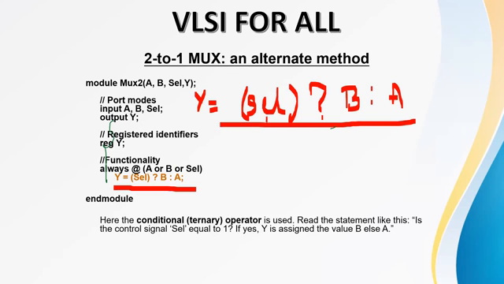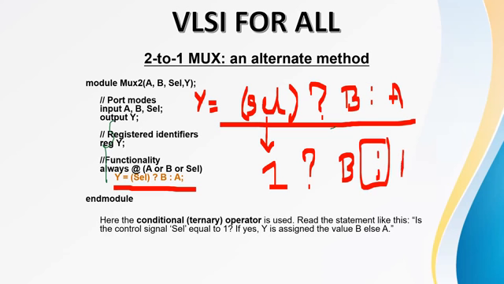What this indicates is whenever the select line is 1, you select B. Or else, this is like an else condition, else you select A. This select, for now, indicates 1.